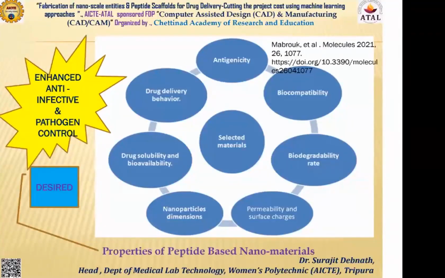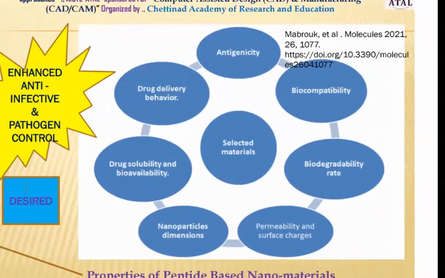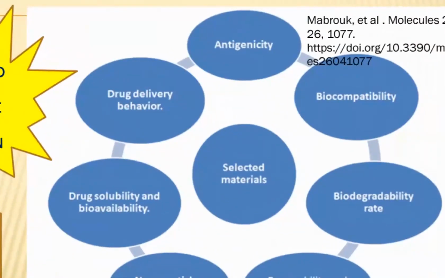Whenever we are talking about peptide-based therapy, these are the properties that should be there. There should be low antigenicity. If you are delivering a therapy in vivo, it should be minimally antigenic. If it is highly antigenic, what will happen? It will end up with no function.